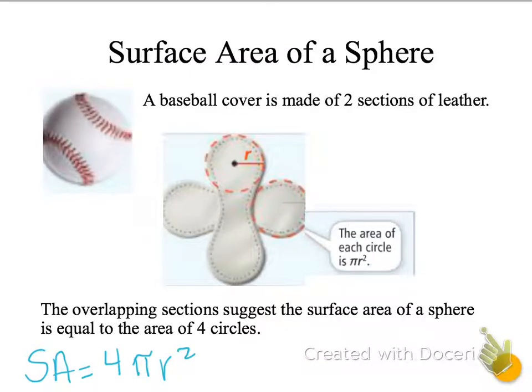Okay, surface area of a sphere. A baseball cover is made of two sections of leather. Okay, the overlapping sections suggest the surface area of a sphere is equal to the area of 4 circles. Okay, so if we took that baseball and we kind of cut it down, you can see that there are like 4 circles when we're doing surface area. Okay, so our equation for surface area is going to be 4 pi r squared. So because the 4 kind of breaks down into 4 circles, we got the pi and then our radius squared.